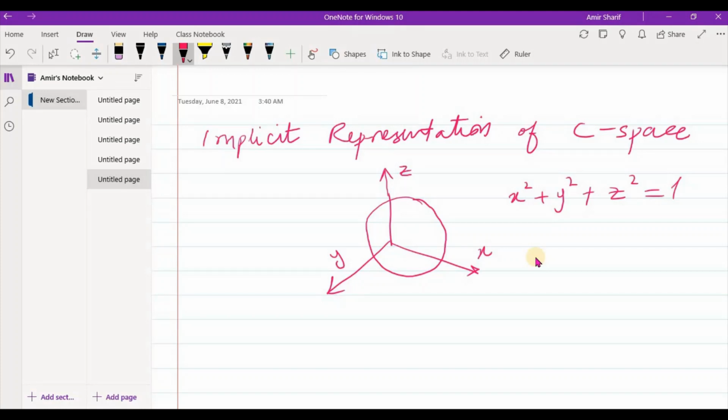If we in total have 3 degrees of freedom and one constraint, the total degrees of freedom will be 3 minus 1, which is equal to 2. It means that a point on this sphere will have 2 degrees of freedom. It can move anywhere in either direction on this ball or sphere. But the representation is different.